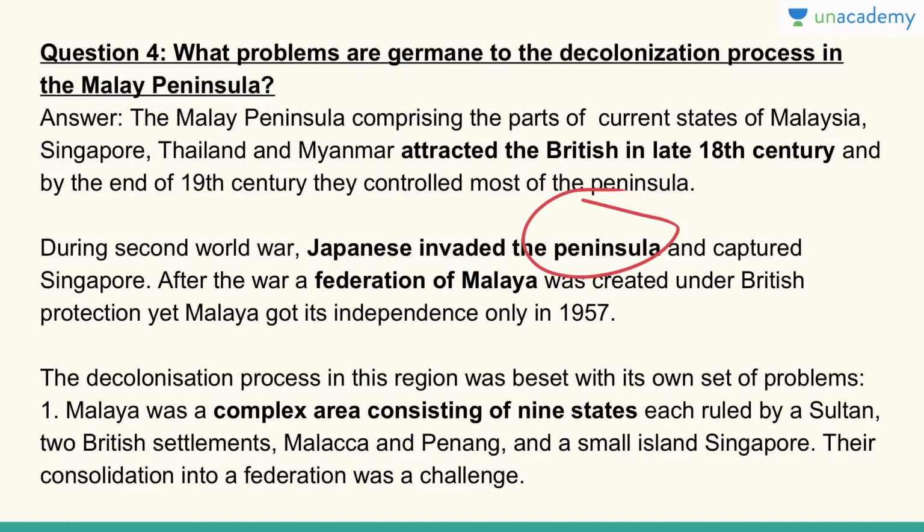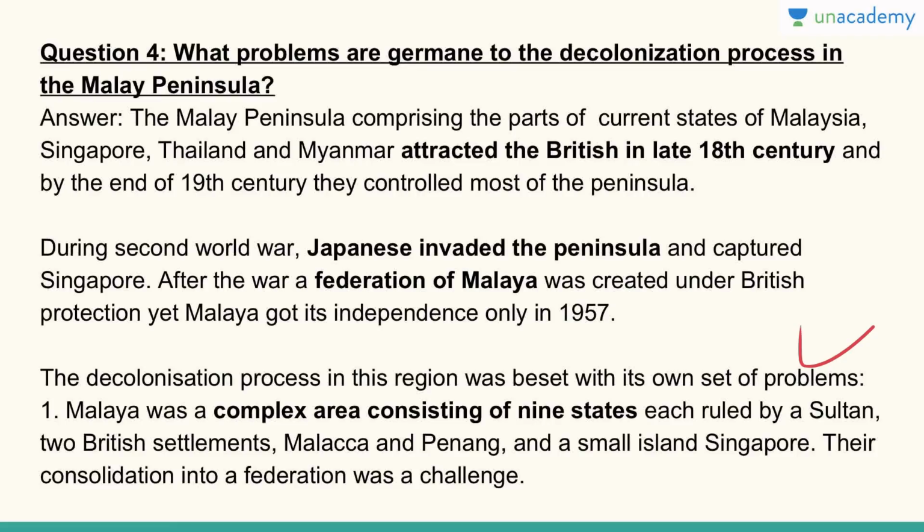So after the war, a Federation of Malaya was created under British protection because of that, and Malaya got its independence only in 1957. But states like India and Pakistan got it in 1947, just 2 years after World War II. So the decolonization process in this region was not easy. That is why it took 10 years, and it was beset with its own set of problems. Now let us look at what these problems are.